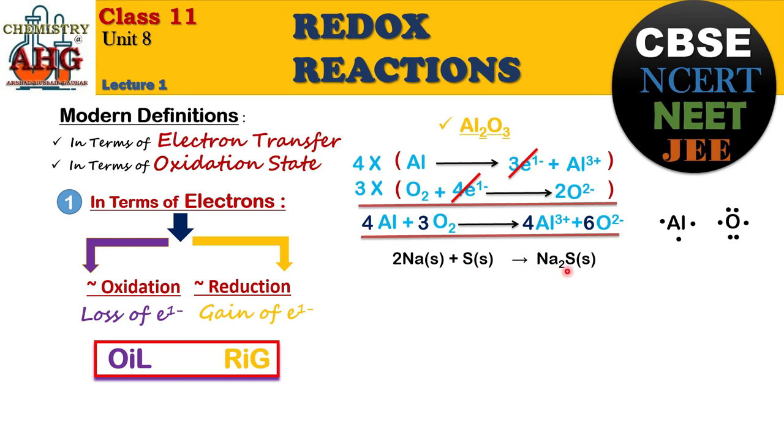Look at this compound. The first element is a metal, the second element a non-metal. Metals lose electrons easily, non-metals gain electrons easily. Again with the help of the periodic table, find the group number of sodium. It belongs to group 1, so it will lose one electron.